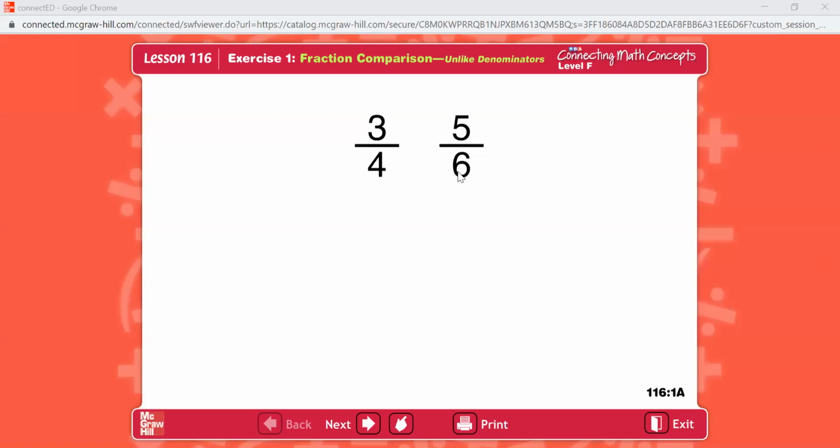Now ask yourself, what is the lowest common denominator for 4 and 6? The lowest common denominator for 4 and 6 is 12. So we change 3/4 into 12ths and 5/6 into 12ths.